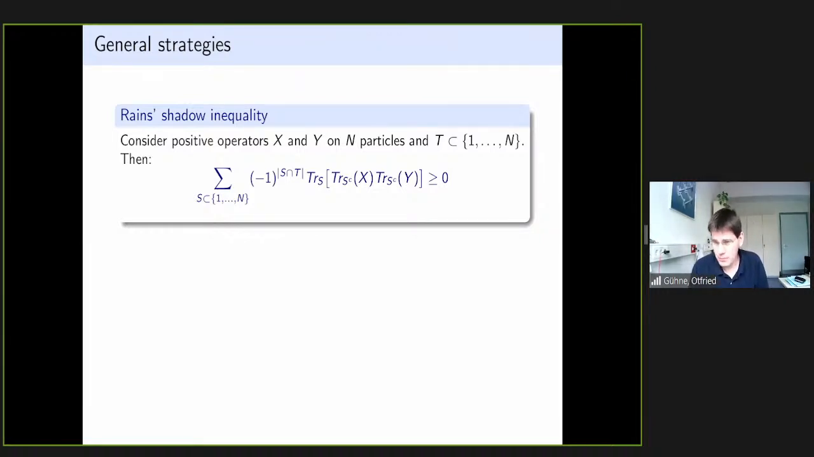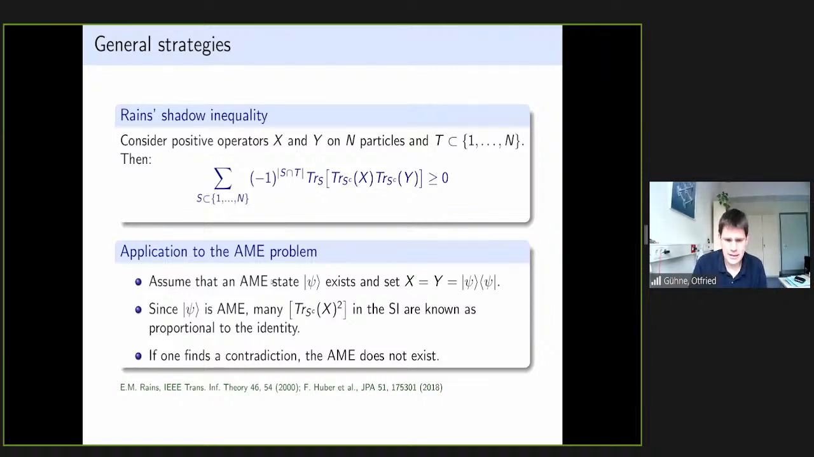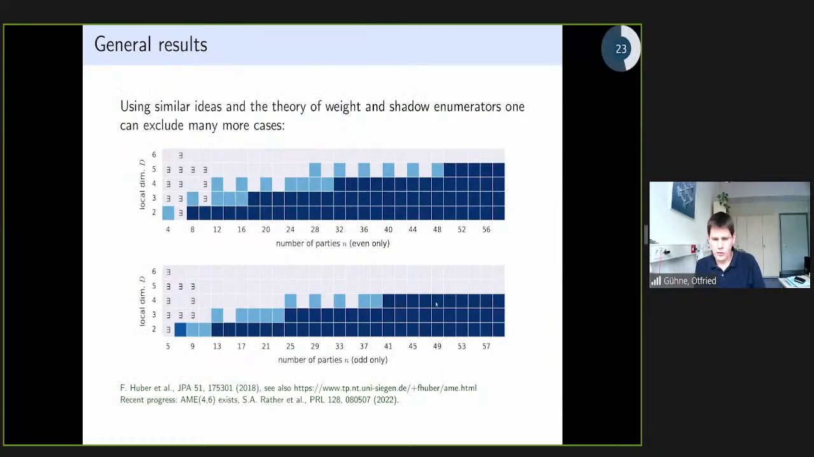But now coming back to this AME problem, one can do the following. Let's assume that such an AME state exists. Now I can, in this inequality, just set X and Y to be this AME state. Because it's an AME state, I know that many of the reduced states are proportional to the identity. So I know many of these terms. And if I can then argue that already by setting certain terms to certain numbers, I get a contradiction and cannot fulfill this anymore, this means that such an AME state cannot exist with these properties. This is one of the more general tricks to use this theorem to rule out AME states. And if you do it in detail, you find the following picture.